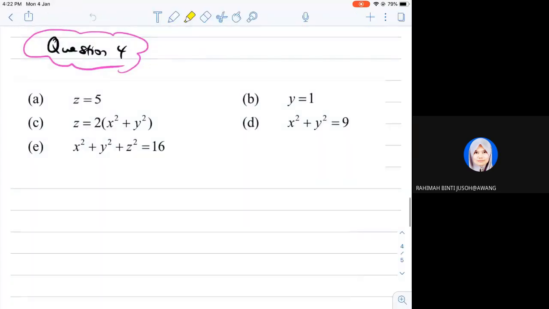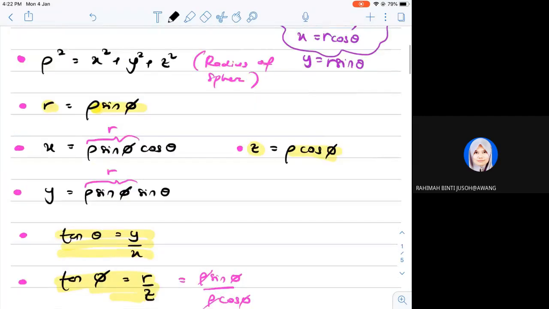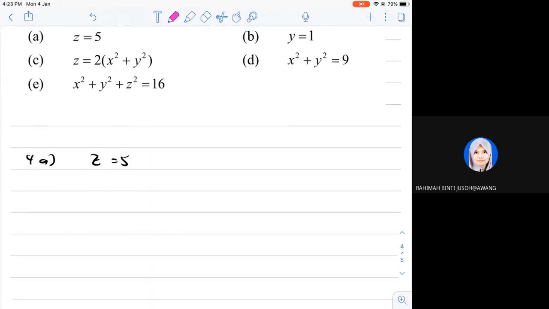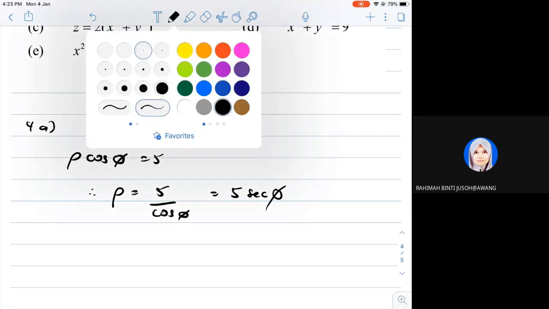Okay, question A. Z equals to 5. So just look at the formula. Z equals to rho cos phi. Okay, this is the formula. So we will have rho cos phi equals to 5. Therefore, rho equals to 5 over cos phi. So, equivalent to what? 1 over cos means 1 over cos is secant, right? So rho equals 5 secant phi. Yes, this is the answer.